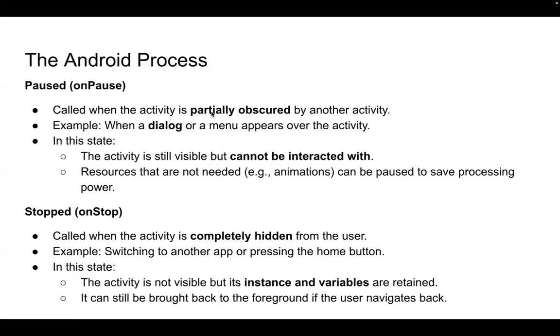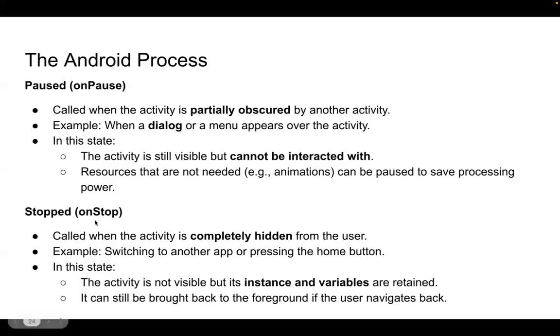onPause is called when the activity is partially obscured. In this class, I think it's in module 6B, you will be creating dialogues. So when the dialogue appears, then your activity is going to be in the background, so it's going to be paused. The activity is still visible but cannot be interacted with, right? Resources that are not needed can be paused to save processing power, right? So there's a lot of optimizing techniques, but you do need to understand this theory to be able to program in Android.